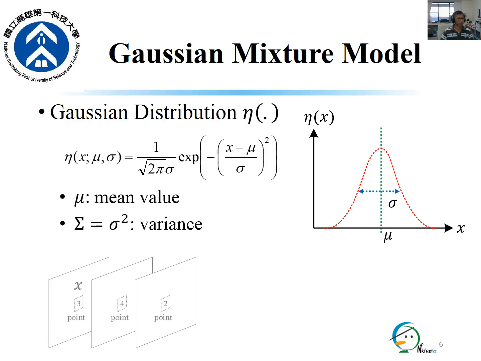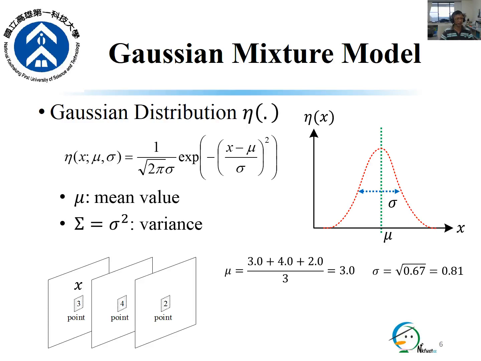For example, let X be a random variable denoting a gray level intensity of a particular point. If the three observations of X are 3, 4, and 2, which follow a Gaussian distribution, the mean value is 3.0 and the standard deviation is 0.81. This equation shows the Gaussian probability distribution of X.